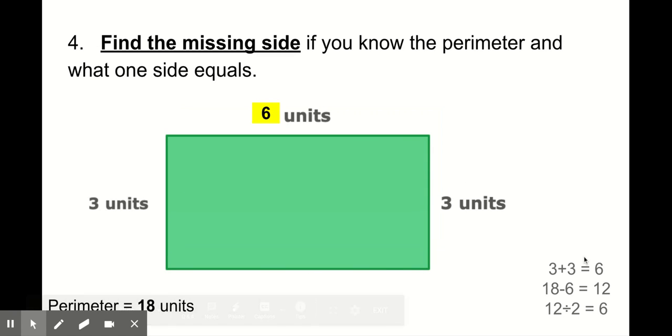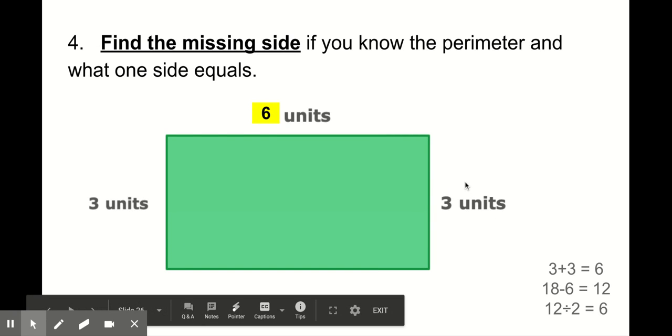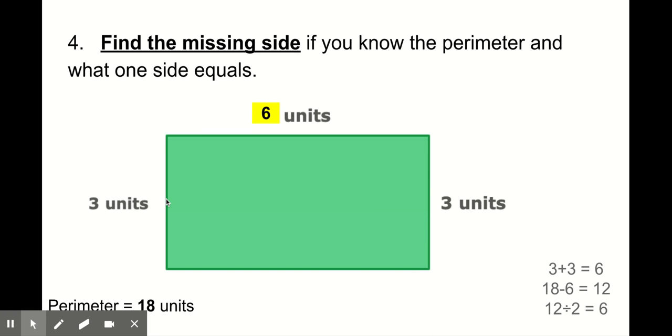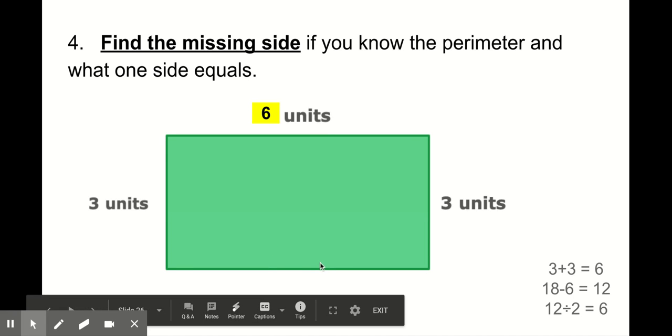Again, you solve it by doing 3 plus its opposite side is 6. The total is 18. 18 minus 6 is 12. And half of 12 is 6. So this was clearly a multi-step problem that required 3 steps.